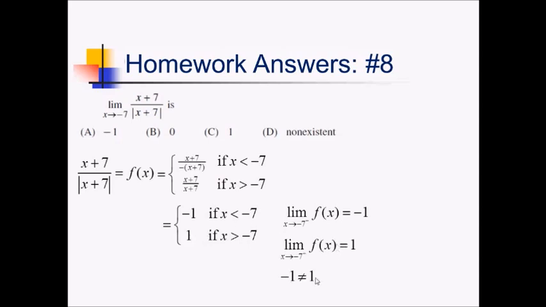Since negative 1 and 1 don't match, since my left and my right limits don't match, that means the two-sided limit at negative 7 is going to be not existing as well. So that means I have to pick answer choice D.